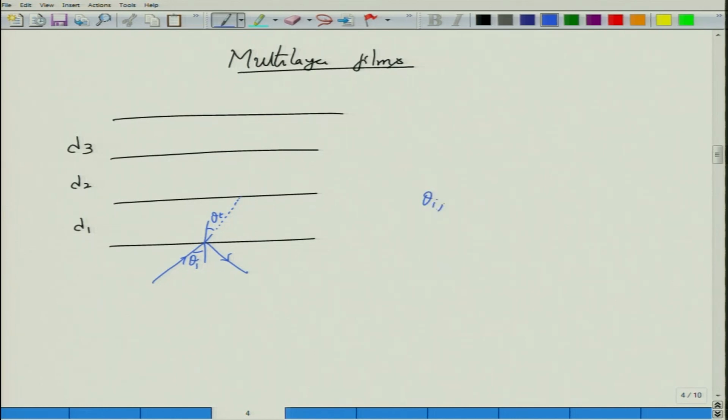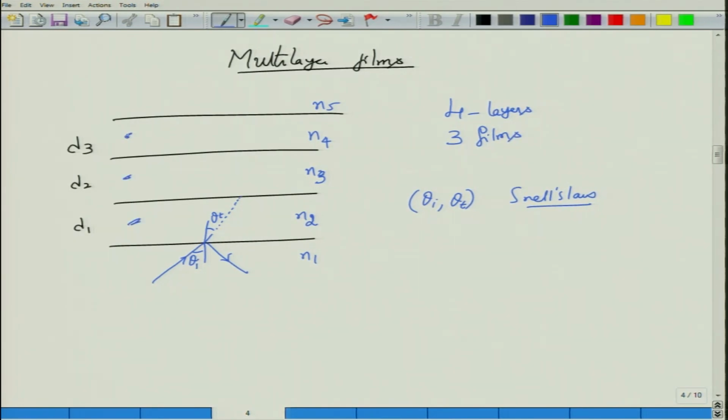How do I calculate theta t from theta i? The relationship between these two at any interface is given by Snell's law. So, I apply Snell's law over here, where I am also assuming that these refractive indices are n1, n2, or rather sorry, outside is n1, n2, n3, n4 and n5. So, you notice here that there are actually 1, 2, 3 and 4 total layers. So, this is an example where we have considered 4 layers, and how many films are there? There are only 3 films. So, there is a film 1, film 2, film 3.